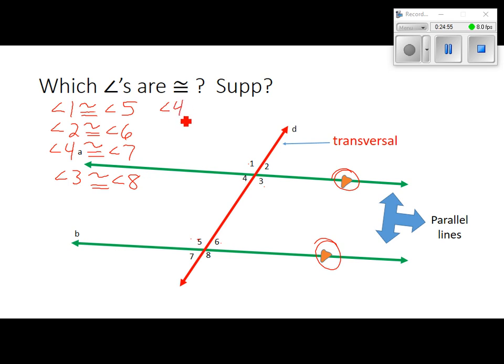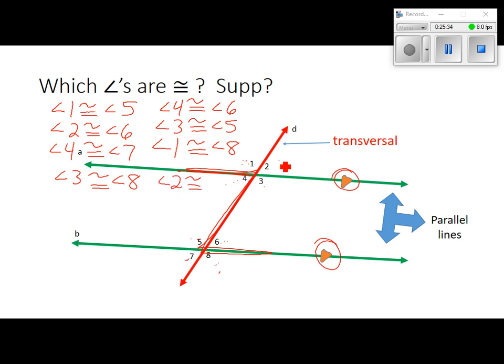Angle 4 has to be congruent to angle 6 because they are alternate interior angles. If I trace them, they form that Z. Angle 3 has to be congruent to angle 5 because they're alternate interior angles. Angle 1 has to be congruent to angle 8 because they're alternate exterior angles. And then same idea, angle 2 has to be congruent to angle 7 because they are alternate exterior angles.